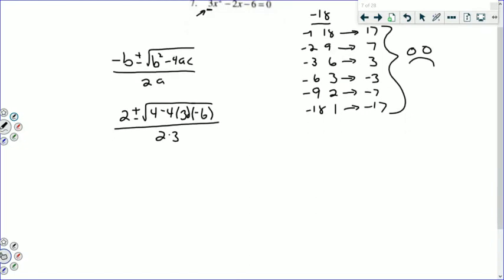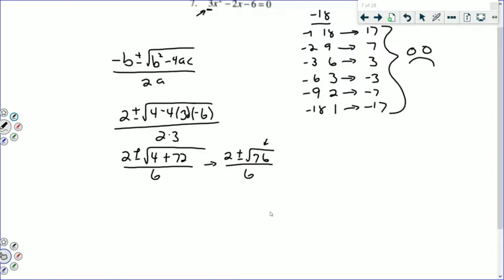So then we have 2 plus or minus the square root of 4. Negative 4 times 3 is negative 12, times negative 6 is positive 72. 4 plus 72 over 6. So then, just to save space, I'm going to start going over to the right. So we have 2 plus or minus the square root of 76 over 6. Keep going. We want to simplify this 76 right here.